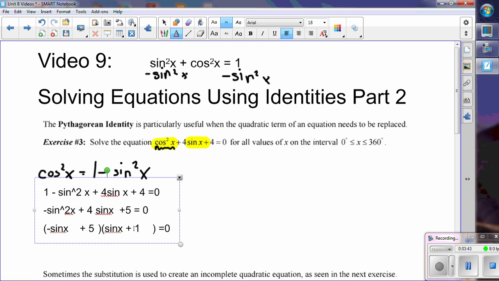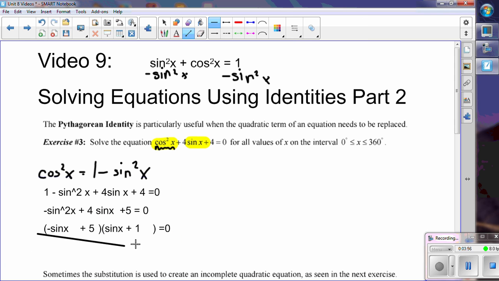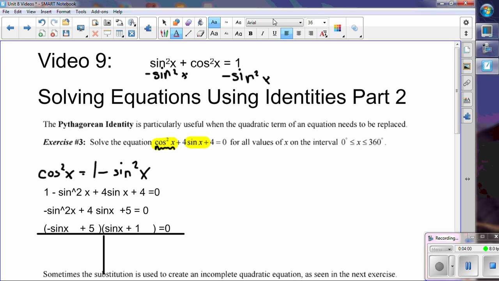Now to test it, you do your outers, which would be negative sine x, and your inners would be 5 sine x. And when we add them, we would get 4 sine x. Now we have our ability to use the zero product property. So once you're here, we can do that. Over here you have negative sine x plus 5 equals 0. And we subtract 5 from both sides and get negative sine x is equal to negative 5.